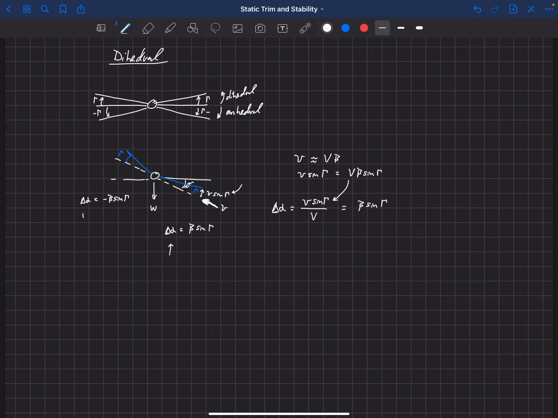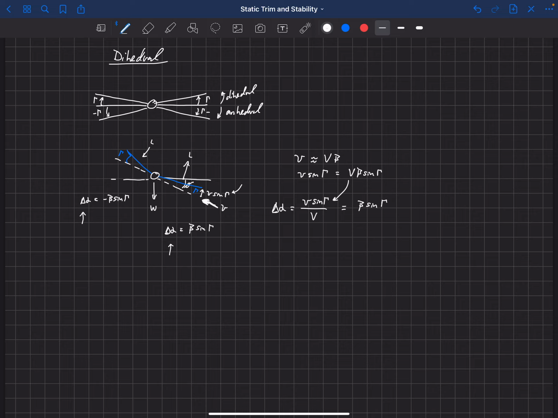And on the left-hand side, we have a decrease in angle of attack that is seen by the wing. And so with that increase in angle of attack, we have an increase in lift on the right-hand side, and we have a decrease in lift on the left-hand side. And so that difference in lift between the right and the left-hand side creates a rolling moment.